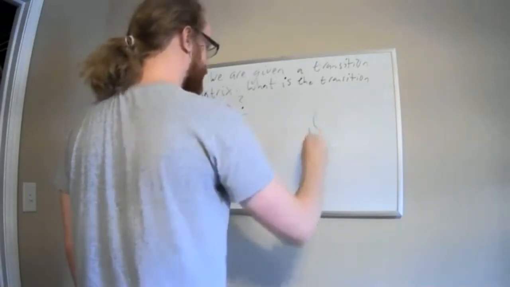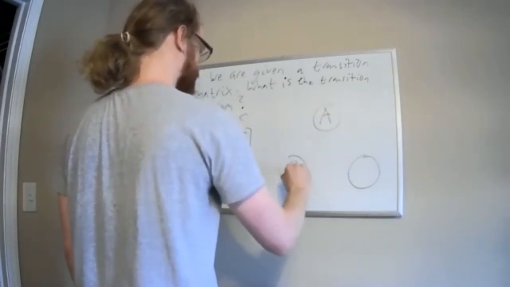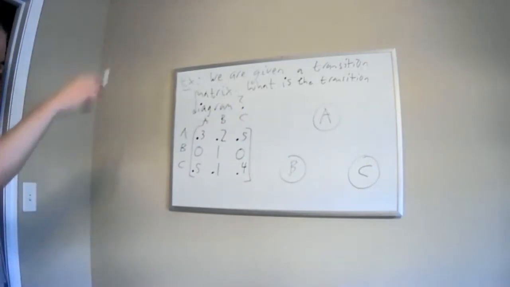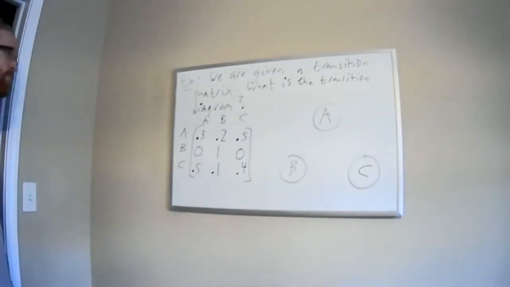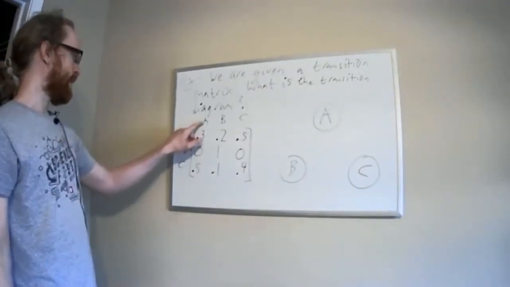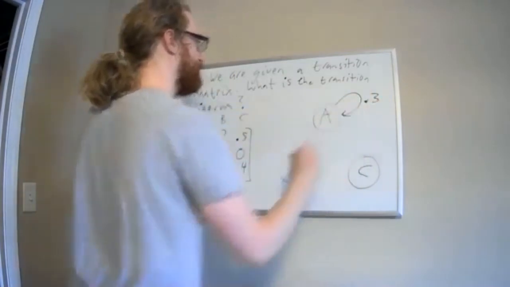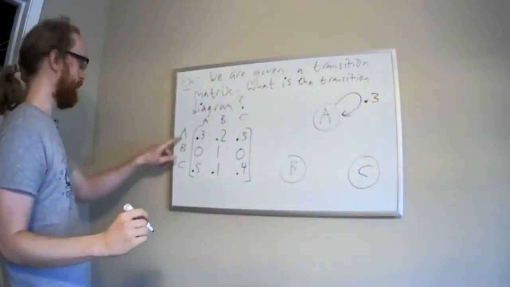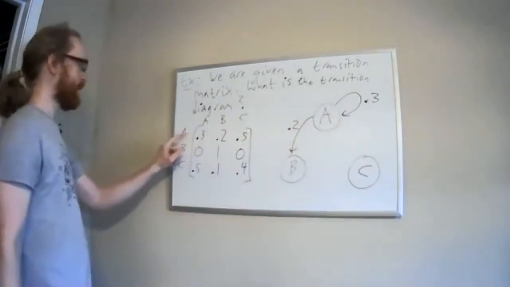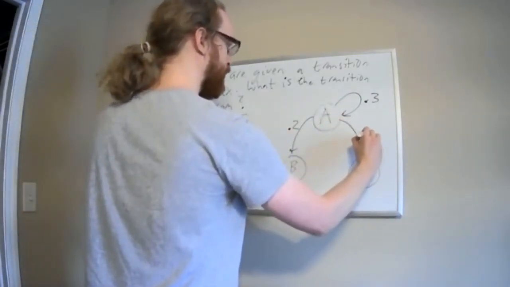So let's go ahead and write down my vertices. I should have 3 of them because I have 3 states. There's A, there's B, and there's C. Now I need to fill in the arrows from each one, connecting them, corresponding to this matrix. I'm told from the matrix that the probability of going from A to A is 0.3. So I need an arrow from A to itself that has a label of 0.3. And the probability of going from A to B is 0.2, so I need an arrow from A to B. That's 0.2. And I'm going to need an arrow from A to C. That's 0.5. So far, this is my diagram.